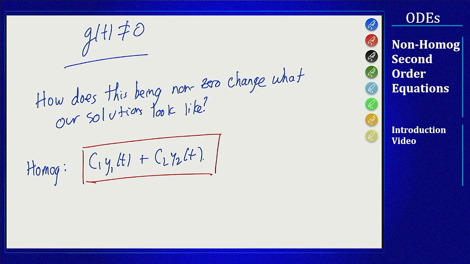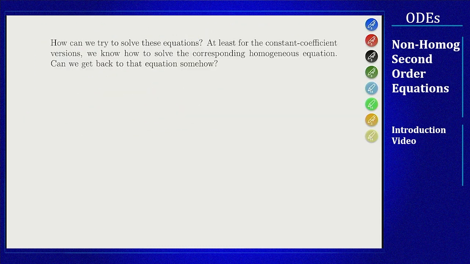So what happens if we add a g of t on the other side? Well, how can we try to solve these? The idea comes down to, is there a way that I can go from the non-homogeneous problem back to a homogeneous one, because that one I know how to solve. So let's look at what we've got. If we've got our non-homogeneous equation like this, I want to somehow get this g of t to be 0, because if I do that, I know how to solve that problem.